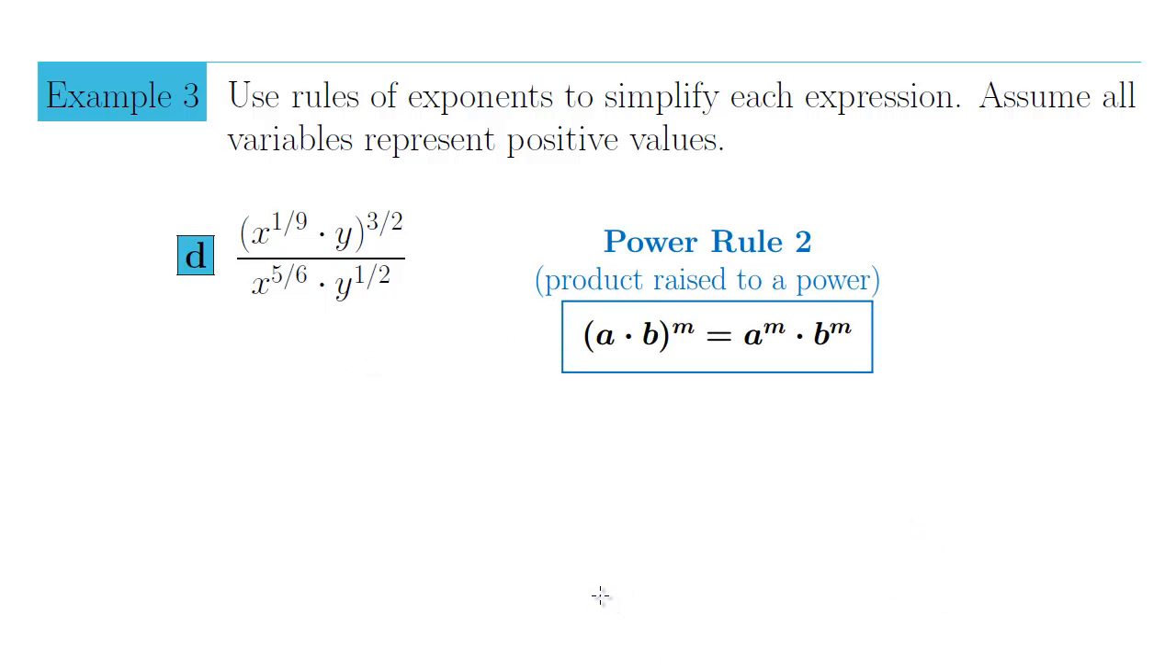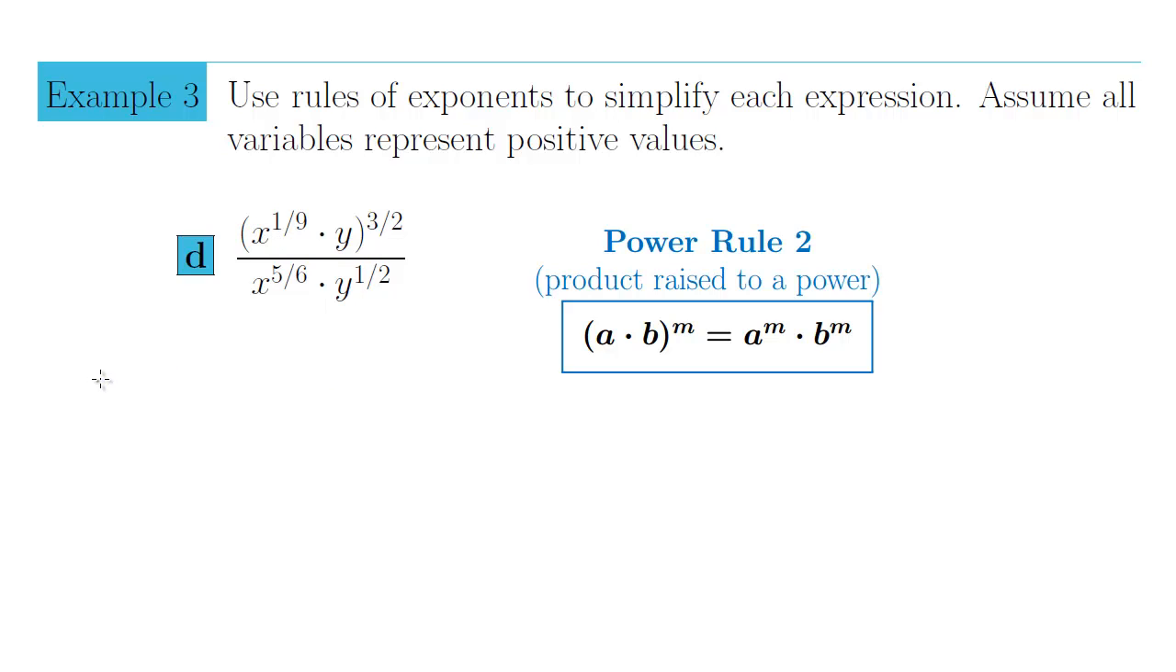What we call power rule number 2, a product raised to a power, tells us that when we have two factors being multiplied, a times b, both raised to the same power, that's the same thing as raising each factor to that power. So a times b to the mth power is equivalent to a to the m times b to the m. We want to use this power rule and simplify the numerator of this fraction.